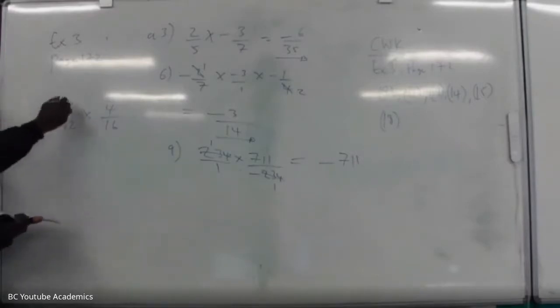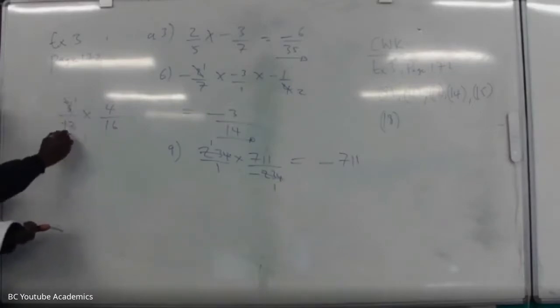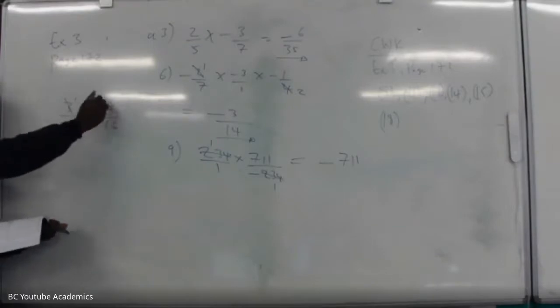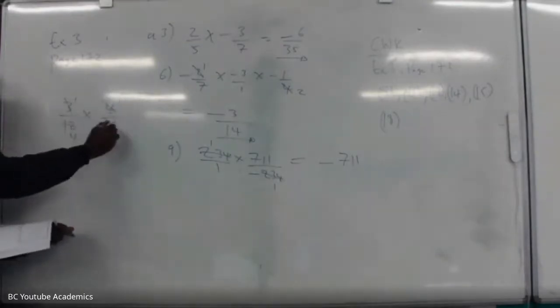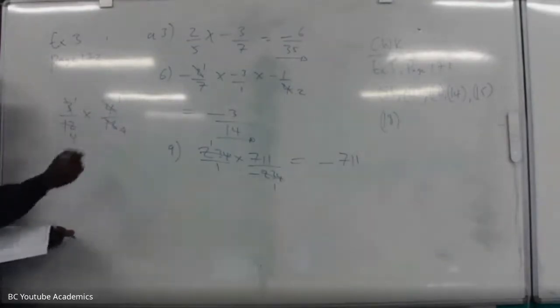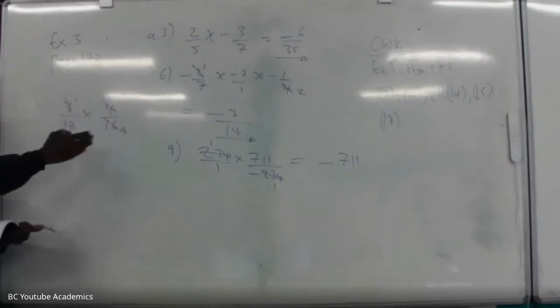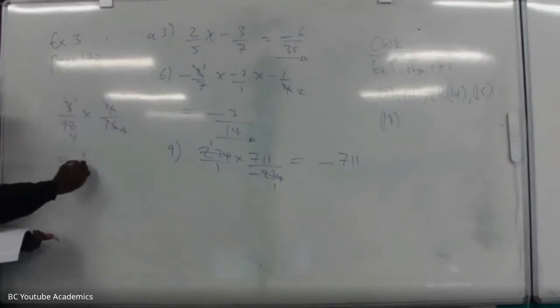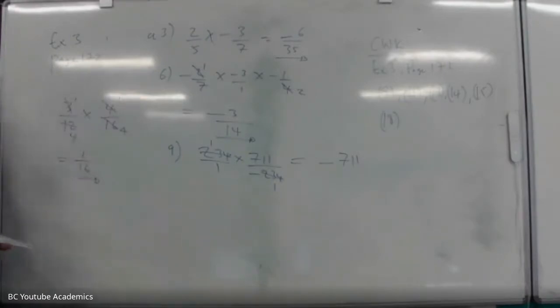Like in this case, you can say 3 into 3, 1, 3 into 12, 4. Right? That's not cross cancelling. And then here you can say 4 into 4, 1, 4 into 16, 4. Right? And then you can go to multiply. So the answer here will be 1 over 16. That's why he says that.